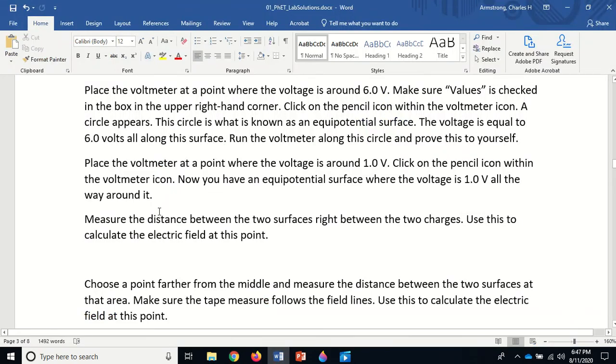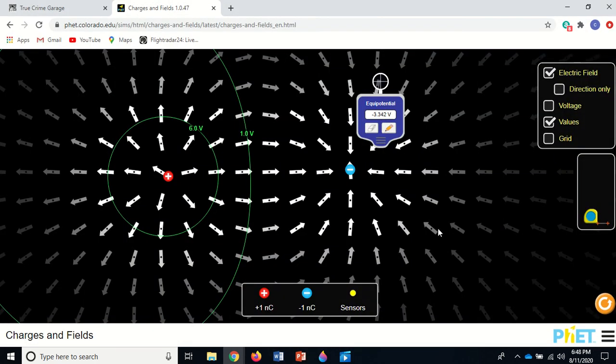Okay. Measure the distance between the 2 surfaces right between the 2 charges. Use this to calculate the electric field at this point. So I'm going to come over here and grab this guy. This is a tape measure. I'll put him right there at the 6 volt. Now this is right down the middle, okay? And I'll yank this guy out. And that distance is 57.8 centimeters, or 0.578 meters.